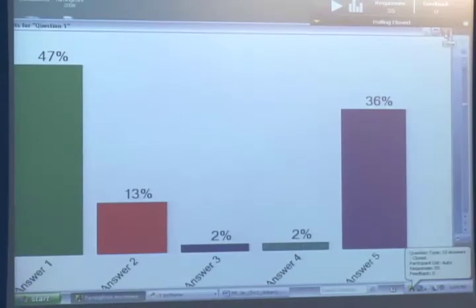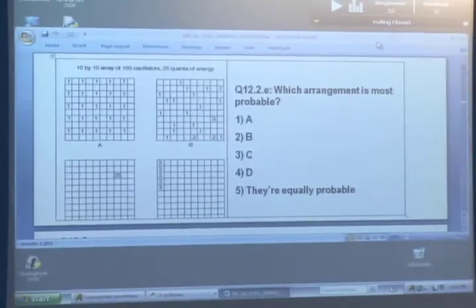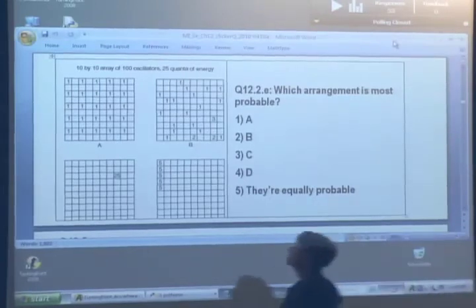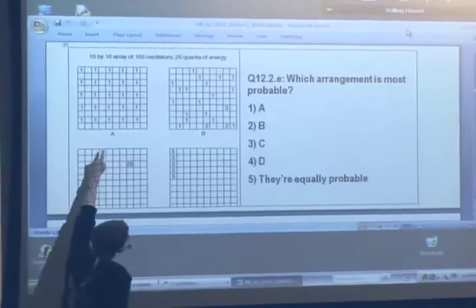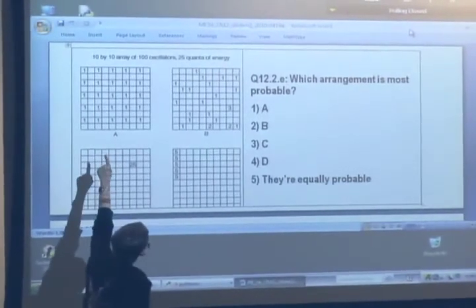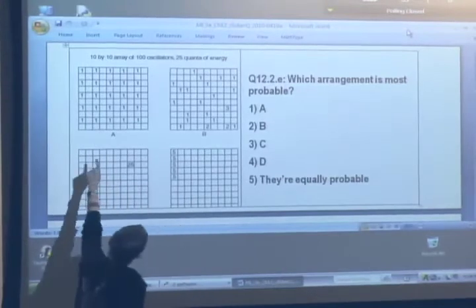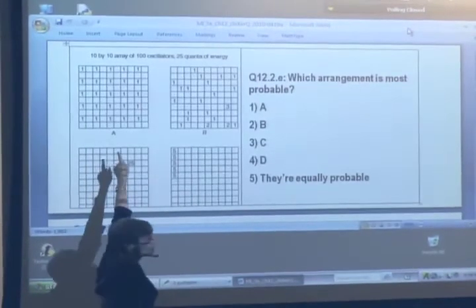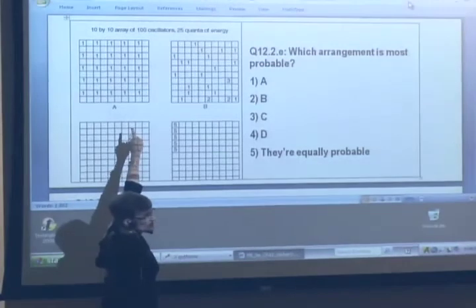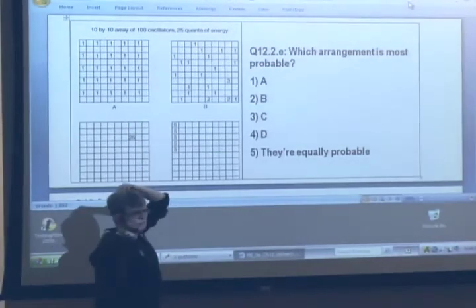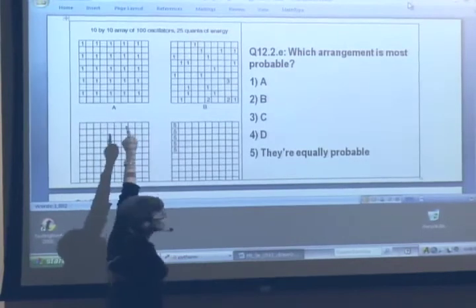So 1 and 5. What is the term we'd use to describe diagram A? Oh, these are C and D. You can't see them. Sorry, they're cut off. What is the term we'd use to describe diagram A? It's a microstate, isn't it?